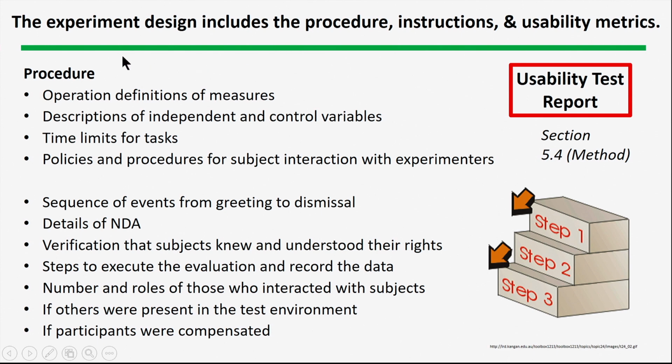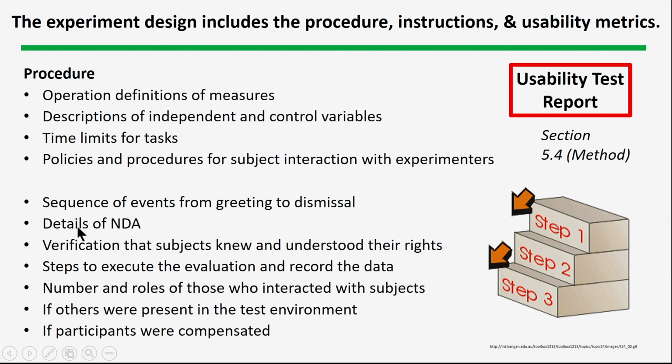Experiment design. So they're looking for all kinds of details, and they talk about the procedure section. What were the operational definitions of the measures? We measured the time to completion of this task. When would timing start, and how do you know something was complete? What were the independent and control variables? How long did people have to do the tasks, or was it open-ended? How did you interact with subjects? What were the instructions like? And on and on and on.